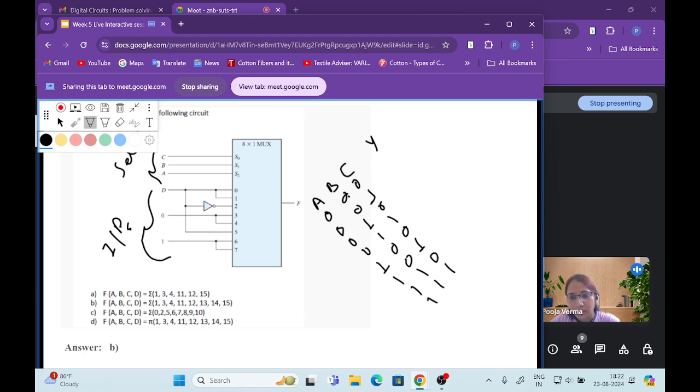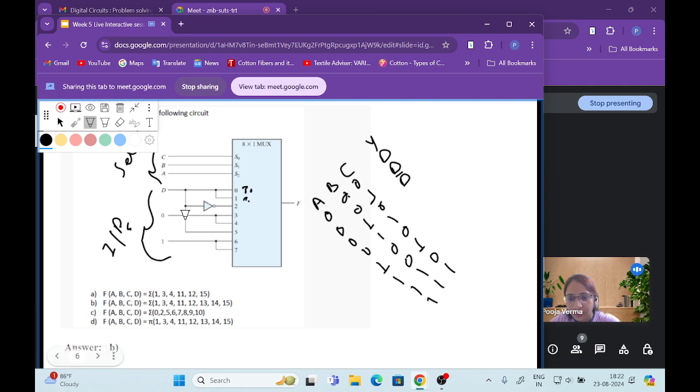Now output. What will be the output? So let's first see what the inputs are. Here we have 0, 1, 2, 3, that means I0, I1, and so on; we can write it like this for our convenience. For 0 it is directly coming D, that means D, and the same for 1 also, again D, and for 2 it is D dash, right?